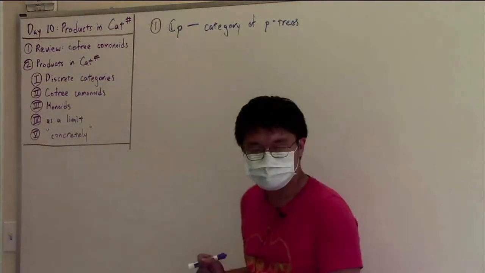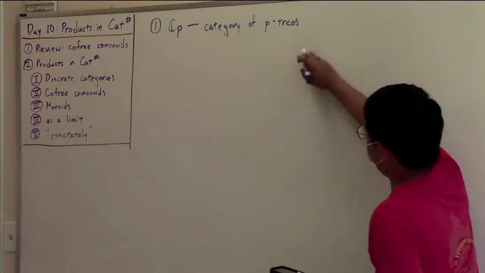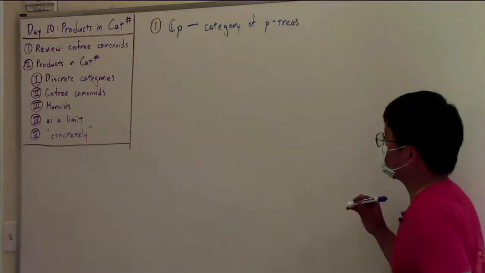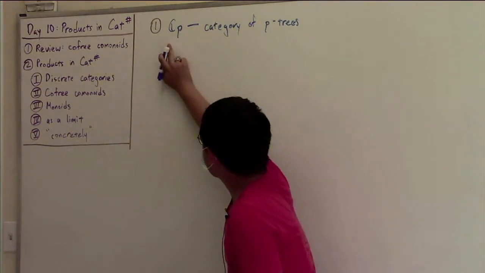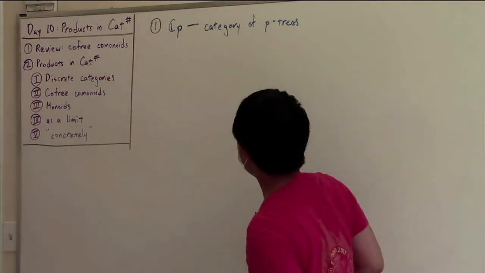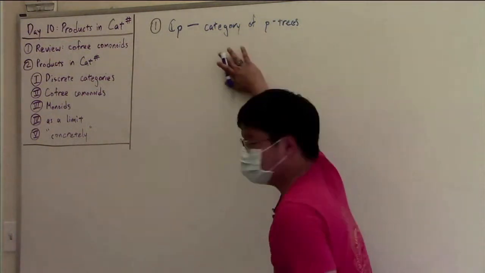Before I get into it, though, I wanted to review our cofree comonoid construction. So given any polynomial p, we can get the cofree comonoid on p. And cofree comonoids are just categories. So specifically, what kind of category is this?